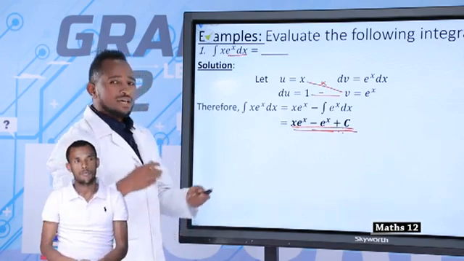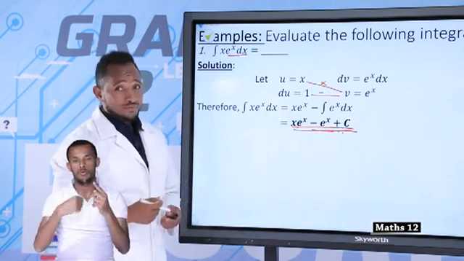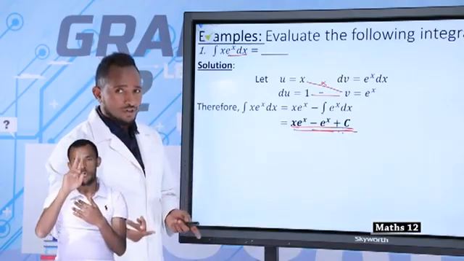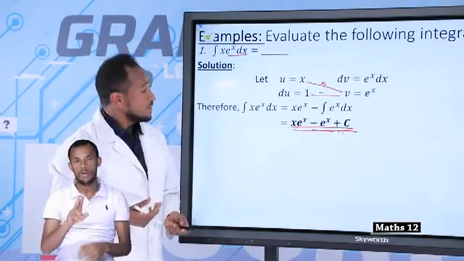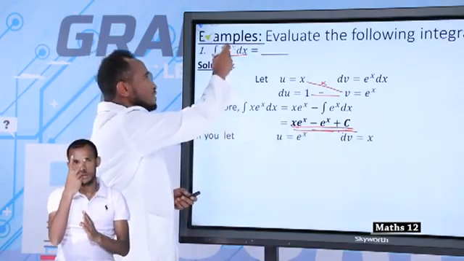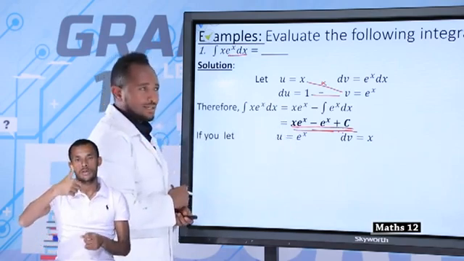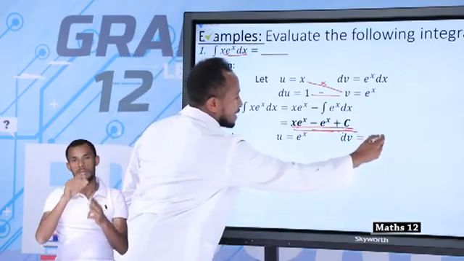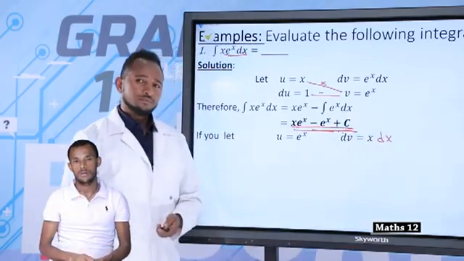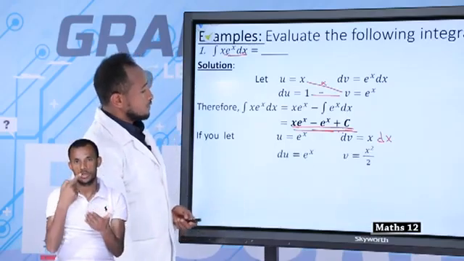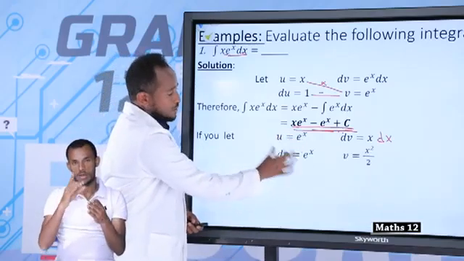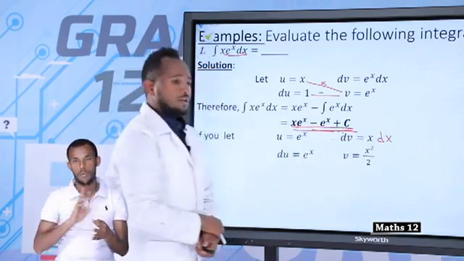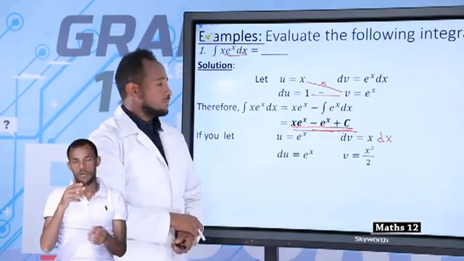Now, let's try to evaluate this expression by changing the values of u and v, u and dv. Let's assume u to be the other one, e raised to x, and dv, assume dv to be x times dx here. So from this, you'll have this one. The derivative of this expression du is e raised to x itself. We have dv here, x times dx.